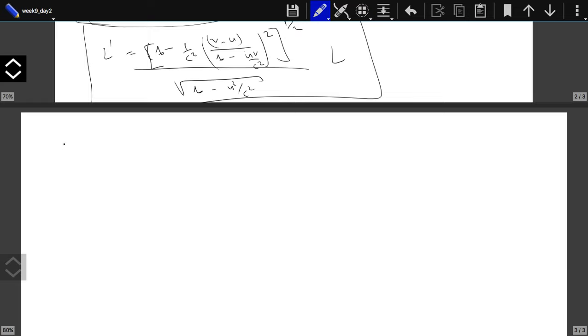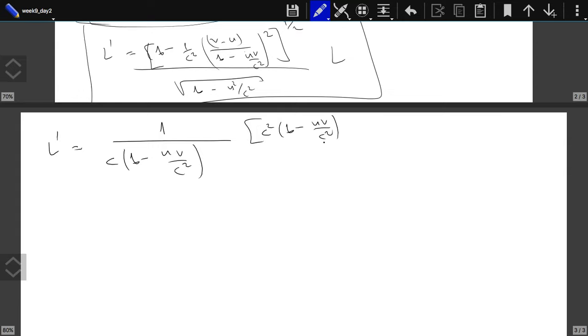So L prime is equal to 1 over c times 1 minus uv over c squared. What I'm doing is basically taking the 1 over the square root out of the square root sign. So c squared, 1 minus uv over c squared, minus v times u, v minus u, squared, to the power 1/2, divided by 1 minus u squared over c squared, L.